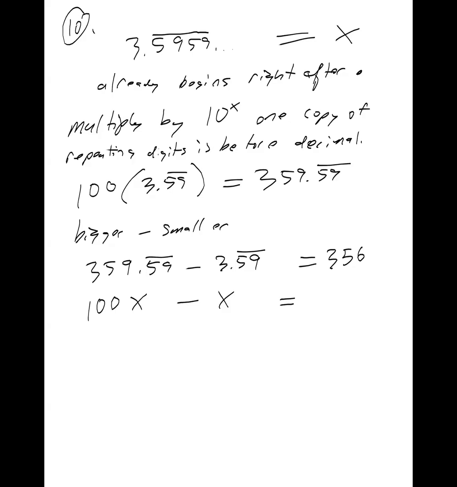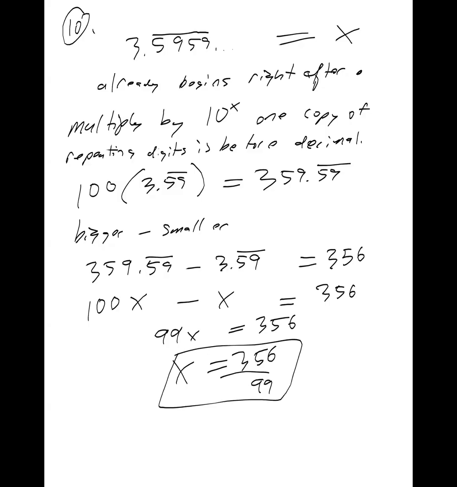So does that make sense to you, first of all? Do you understand that this represents 100x, that multiplied by 100, and that represents x, right? So now 100x minus x is 99x, right? So then divide by 99. So x equals 356 over 99. Then that's the solution, unless it can reduce. I don't think it can reduce, but that's the important part of the problem.